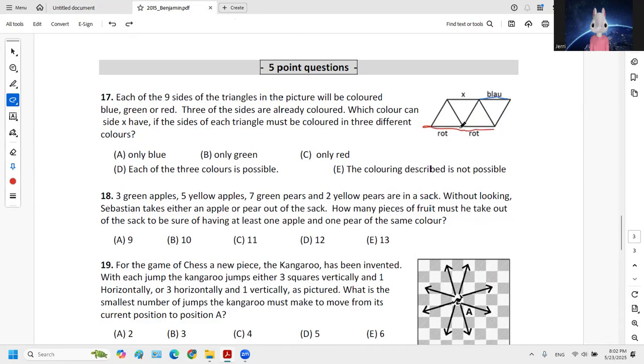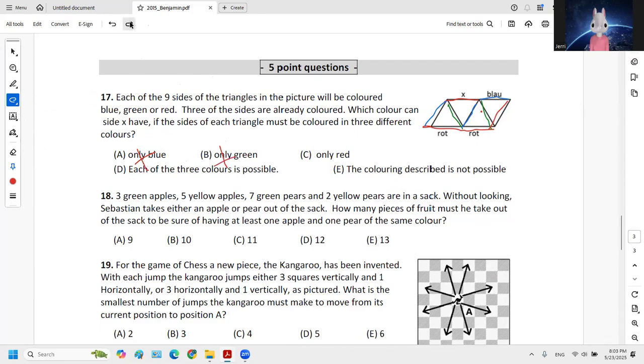Okay, so now if X was red, then this could be green, and this could also be green. And then this is blue, and this is blue. And this is red. That works. So A is not the answer, B is not the answer, D is maybe the answer, and E is not the answer. So it's either C or D.